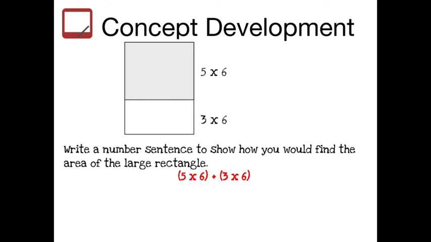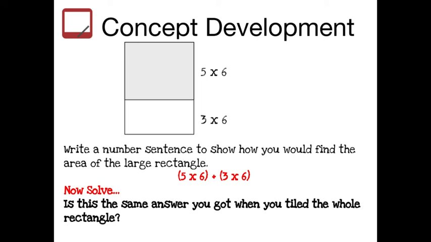Your number sentence might look something like this: 5 times 6 plus 3 times 6. There are some parentheses. We have talked about parentheses, and we know that in the order of operations, parentheses always come first when we're solving. Okay, go ahead and pause the video if you need to and try to solve 5 times 6 plus 3 times 6. Did you get the same answer that you got when you added the whole rectangle all together?